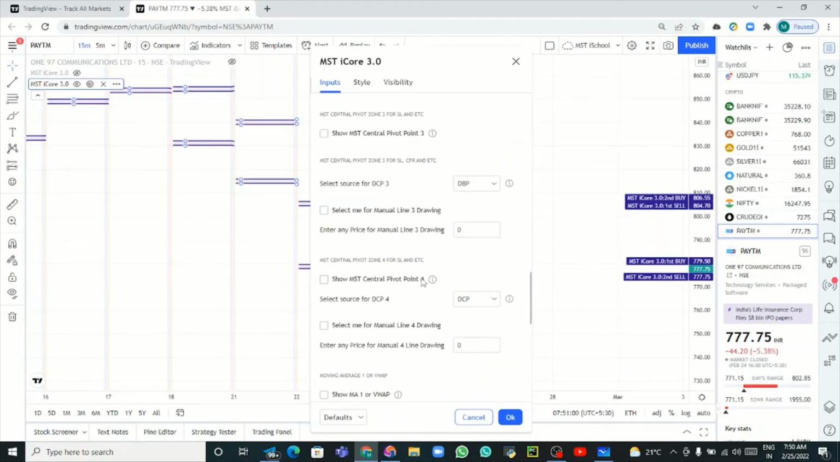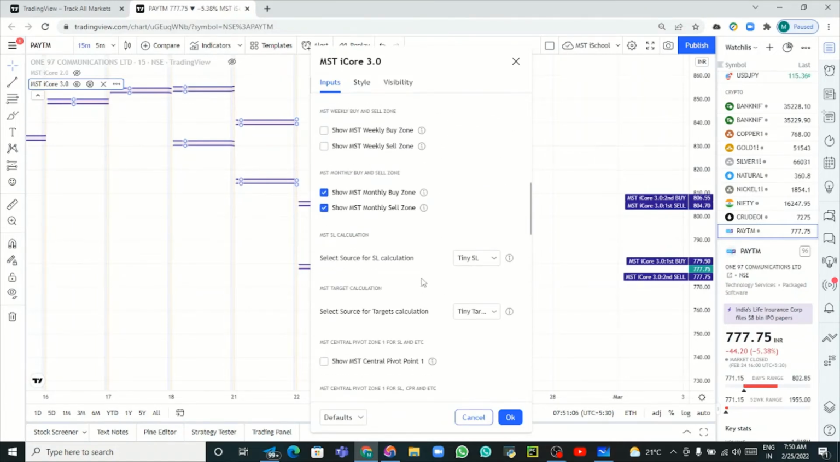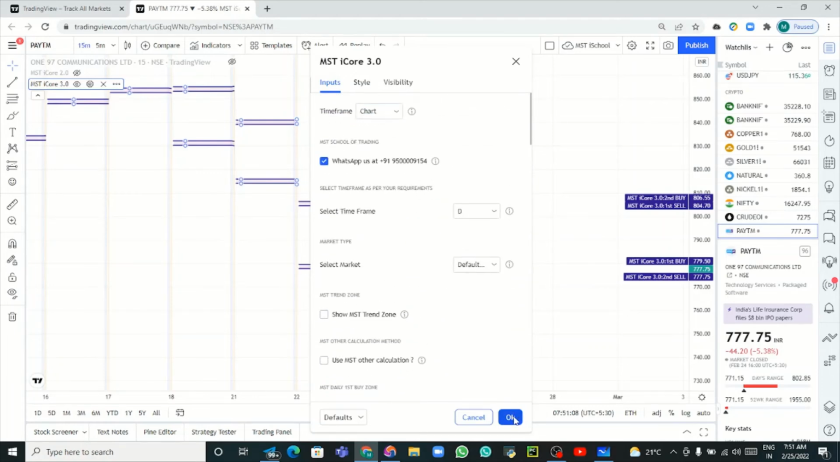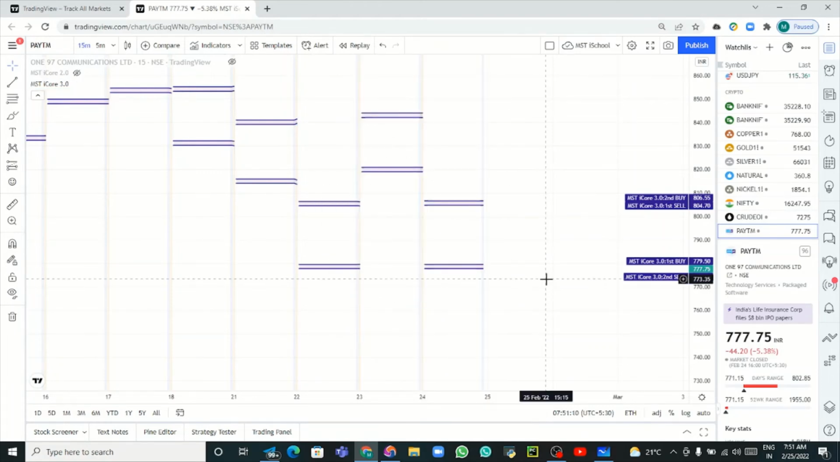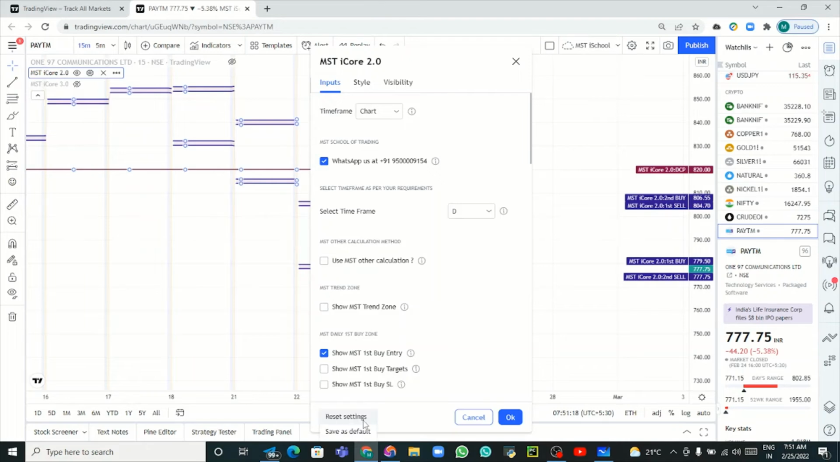That is why we have added in the 3.0. But all other features are the same, nothing is different. Now let me show you one live trade using our MST 2.0 or 3.0, because I said both are the same except some features.